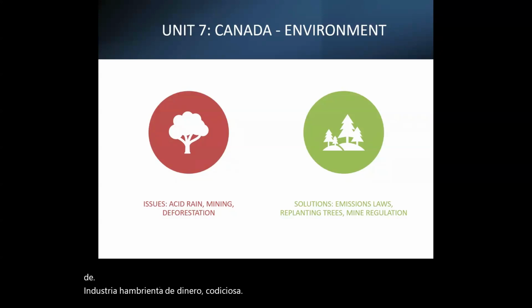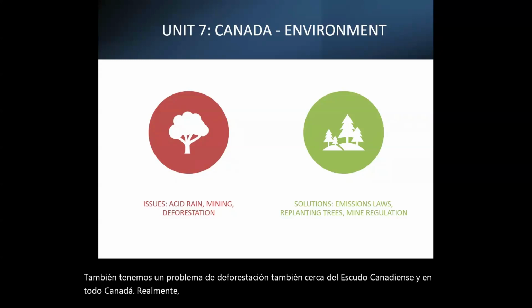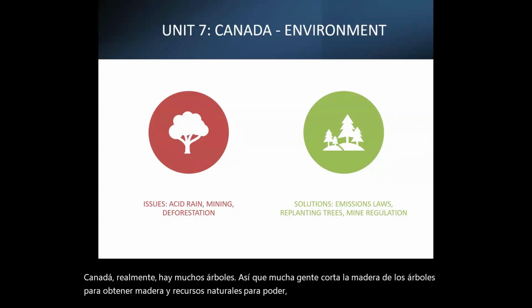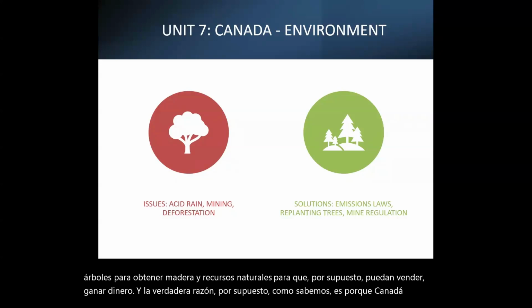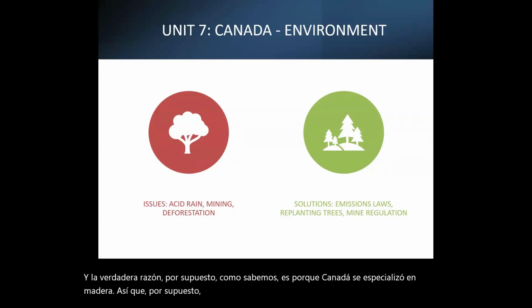We also have a deforestation problem, also near the Canadian Shield and all over Canada. Really, there are a lot of trees, so a lot of people cut the trees to get timber, a natural resource, so that they can, of course, sell it and make money. And the real reason, of course, as we know, is because Canada specializes in timber. So, of course, deforestation is one of the biggest issues.